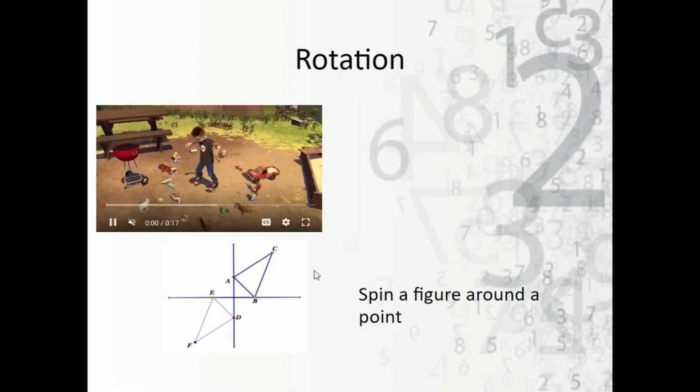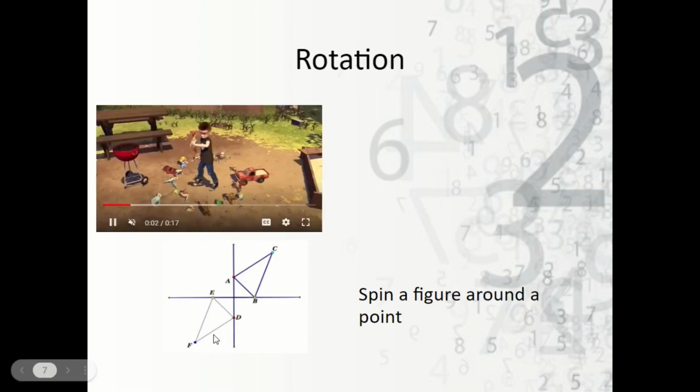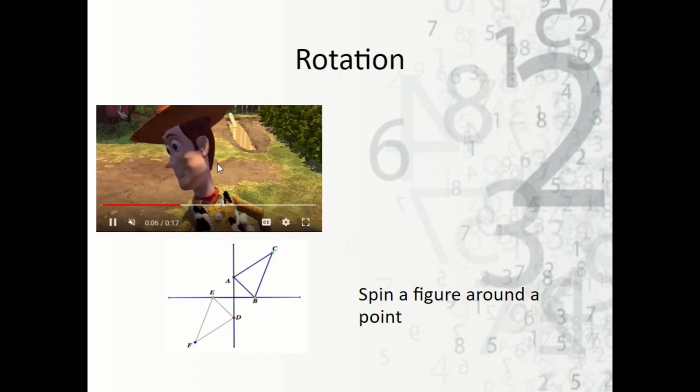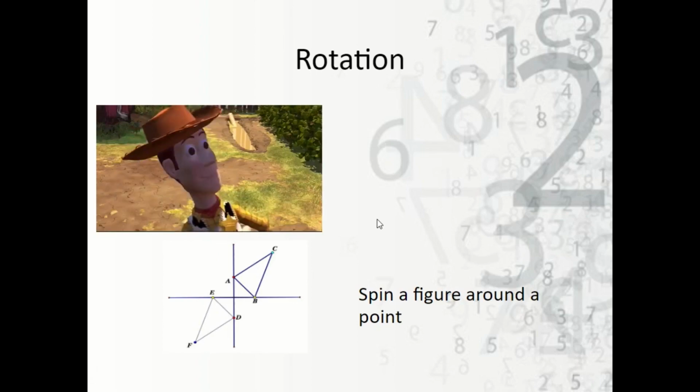Rotation is a spin movement. So we have our triangle here. If we spin it around, it becomes this one. Kind of like Woody's head does right here.